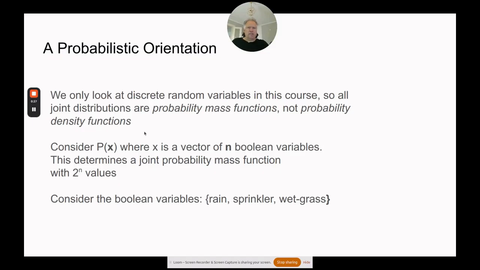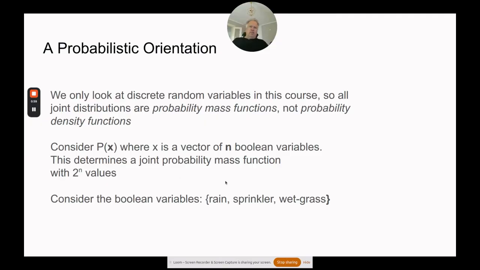So let's take a really simple example to clarify what we're talking about. Consider the distribution P(x), where x is a vector of n Boolean variables. This is a very simple case: true, false. If we have 3 of them, we can represent this distribution in 8 entries, because with 3 variables, all the true-false combinations wind up being 8 entries. So this winds up being our mass function.